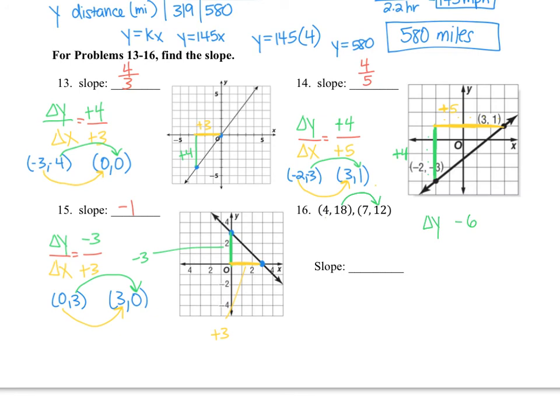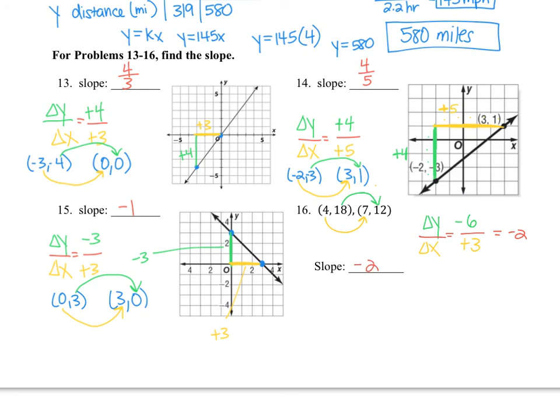For my change in x, how do I get from 4 to 7? Well, I added 3. I increased by 3. And so that was for my change in x. The slope is change in y divided by change in x. So negative 6 divided by 3 is negative 2. And that's my slope for number 16.